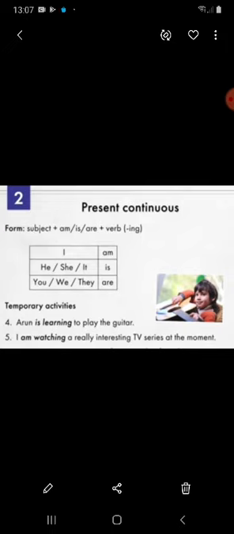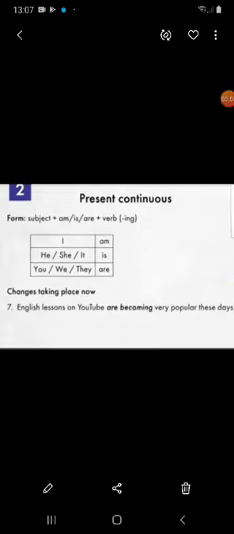Now, the third use of present continuous is to describe changes that are taking place or happening now. Like English lessons on YouTube are becoming very popular these days. So it means that the popularity of English lessons on YouTube is increasing. So here are a few more examples, like the price of crude oil is falling rapidly, or the scientists say that the earth is getting warmer.